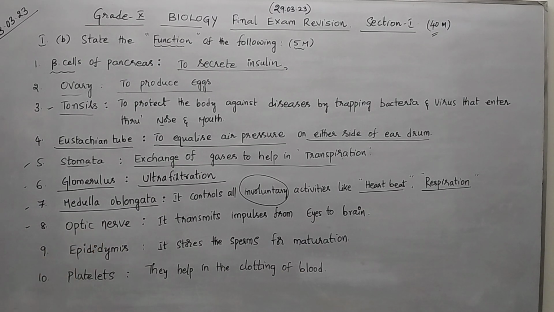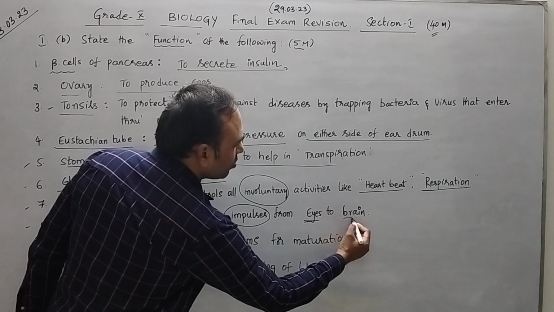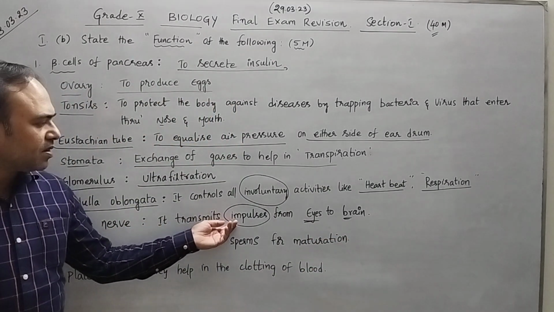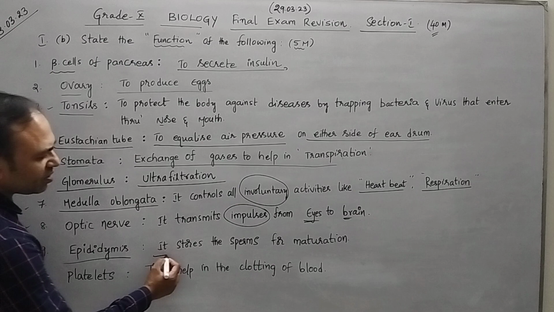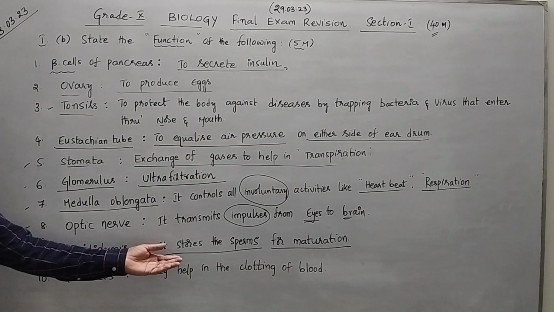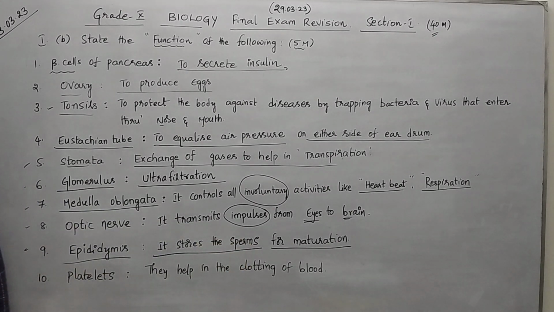Eighth one, optic nerve. It transmits impulses from eyes to the brain. So what is the function of optic nerve? It will transmit the impulses from eyes to the brain. Ninth one, epididymis. It stores the sperms for maturation. In the male reproductive organs, epididymis function is to store the sperms for maturation.